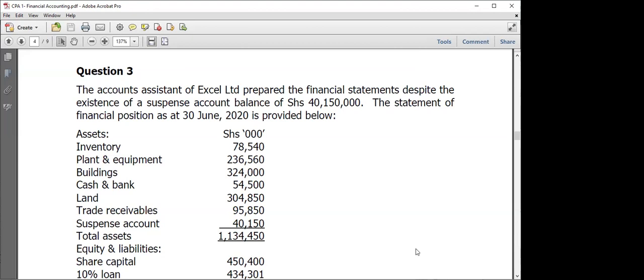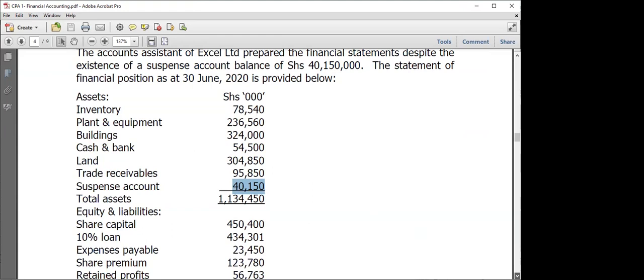So we have assets, we have inventory of that value, we have plant and equipment, we have buildings, we have cash and bank, we have land, we have trade receivables, we have suspense account. Now they have given us the suspense account here, and it is under our assets. You get it. Now that alone is an indication to you. If they have included this suspense account under your assets, it means that this suspense account has a debit balance. So when you're going to open up your suspense account, your balance brought down will be on the debit side because it's been included under our assets.